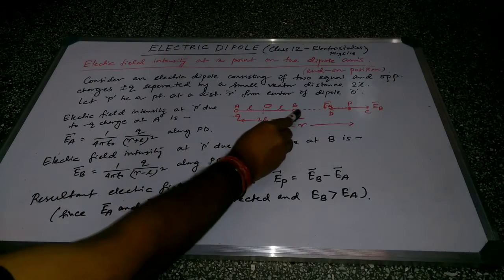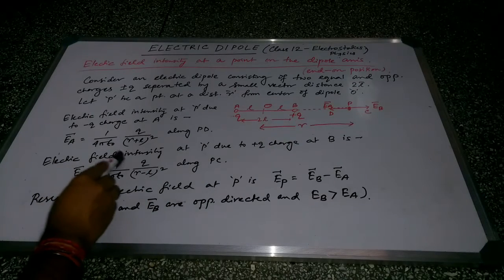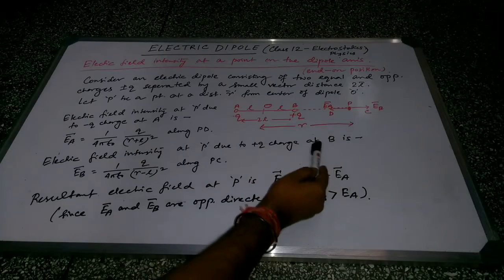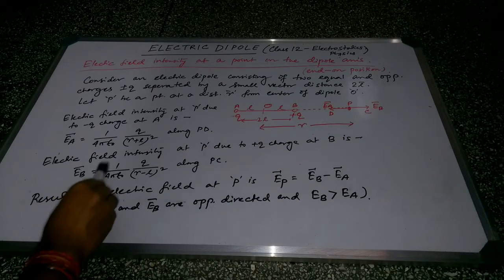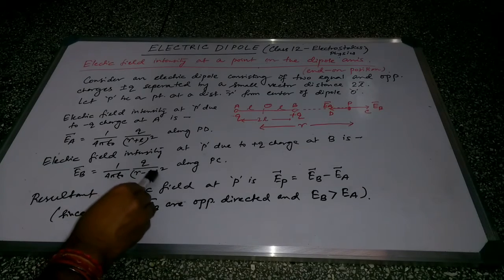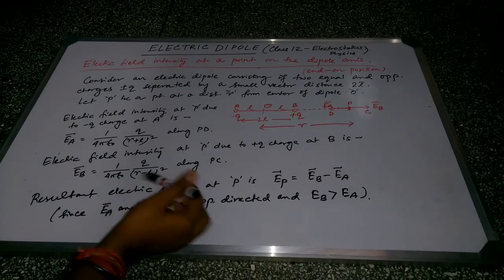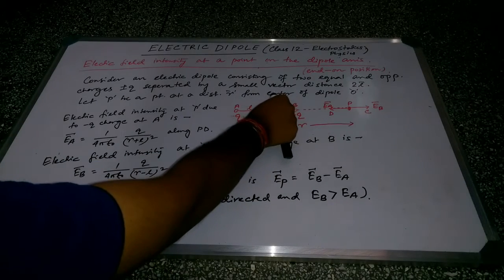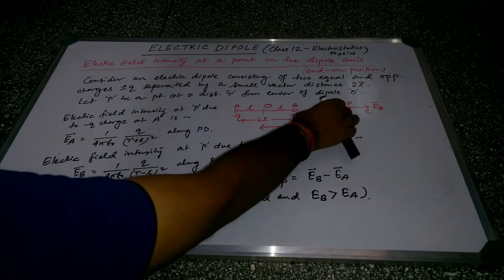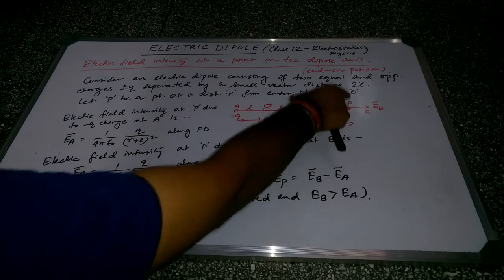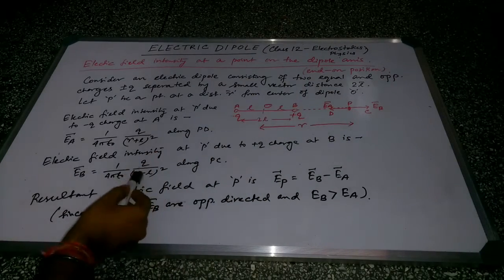Now what will be for this charge? Electric field intensity at P due to plus q charge at B is EB, equal to 1 by 4 pi epsilon naught q by r minus L whole square along PC. So OP is r, and this length OB, L, has to be subtracted. So PB is r minus L. So r minus L whole square.